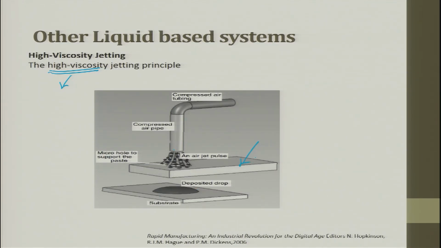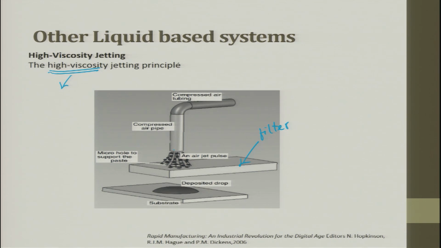So, this is like your filter. The compressed air comes here, and then you have the liquid also through this, and the air jet is pulsed here. So, there are a lot of holes. Through these holes the material falls on top of the substrate and you get deposited.